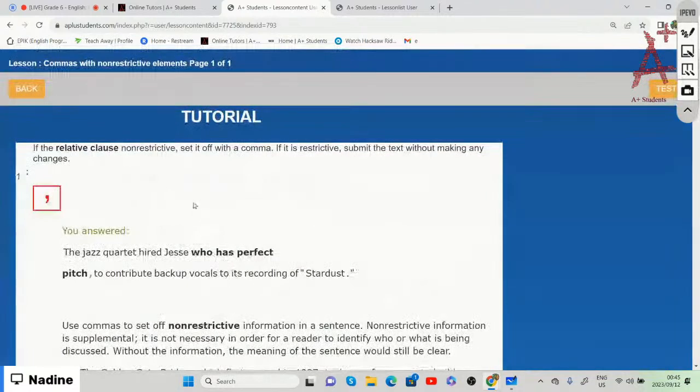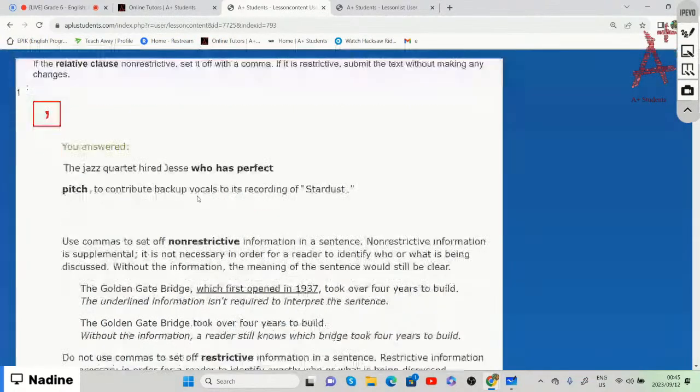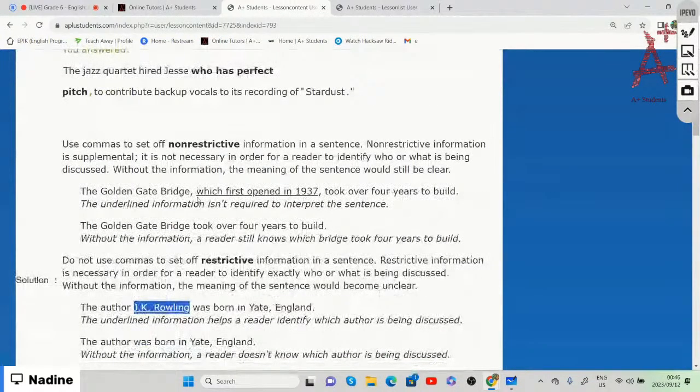All right, so that is now our lesson on restrictive and non-restrictive information, and we said that restrictive elements are not set off by any commas, right? It is necessary for readers to understand exactly who or what is being discussed. And without certain information, the meaning of sentences would be unclear, because we need to know exactly the identity of who or what is being discussed.